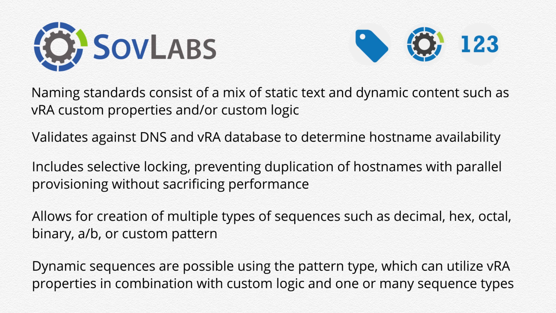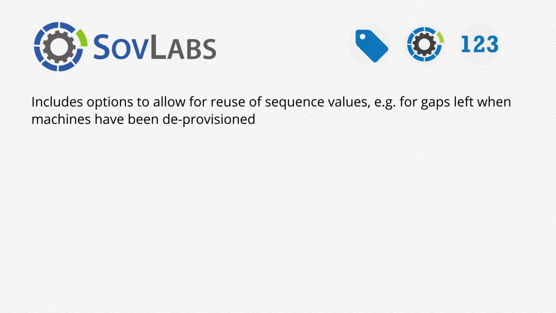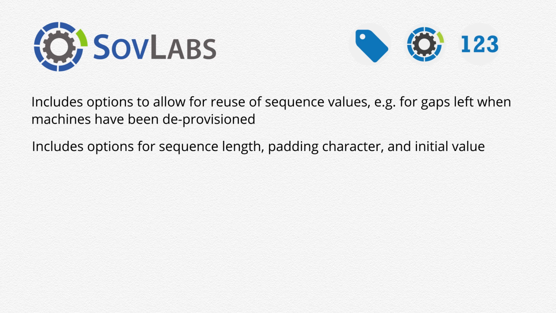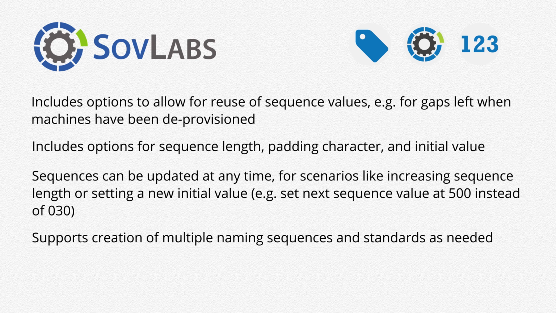Dynamic sequences are possible using the pattern type, which can utilize vRA properties in combination with custom logic and one or many sequence types. It includes options to allow for reuse of sequence values, for example when gaps are left when machines have been deprovisioned. It includes options for sequence length, padding character, and initial value. Sequences can be updated at any time for scenarios like increasing sequence length or setting a new initial value. For example, you can set the next sequence value at 500 instead of 30. It supports creation of multiple naming sequences and standards as needed, and it's a simple two-step install and upgrade process.